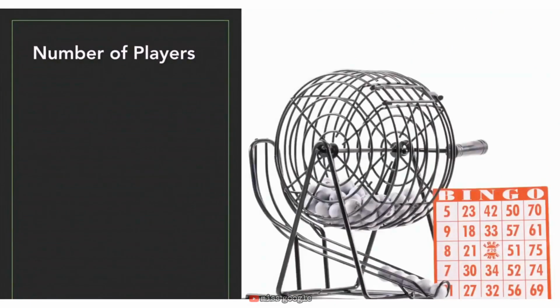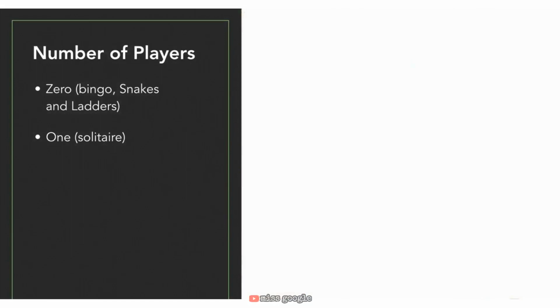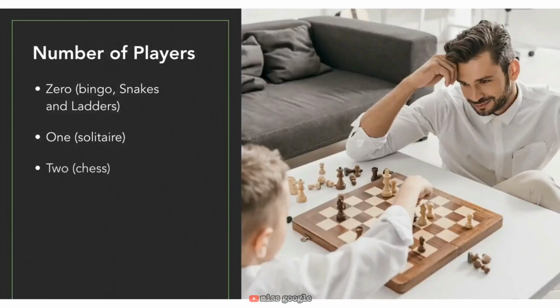When you want to develop an AI agent that plays a game, it's important to keep in mind the type of game you are going to play. Games can be classified according to a number of properties. First, we have the number of players. There are zero-player games like bingo or snakes and ladders. Yes, there are players in these games, but they aren't really active and the game progresses by chance regardless of their actions. A very well-known one-player game is solitaire. There are two-player games like chess.